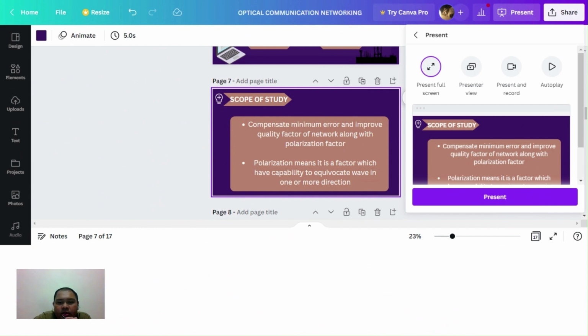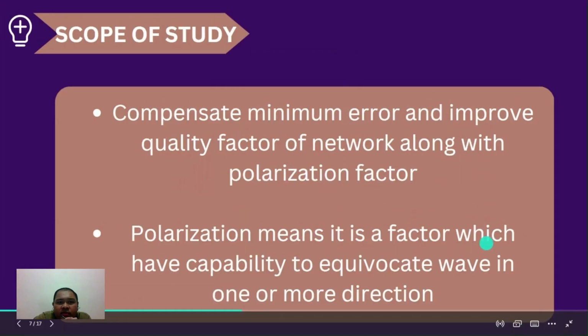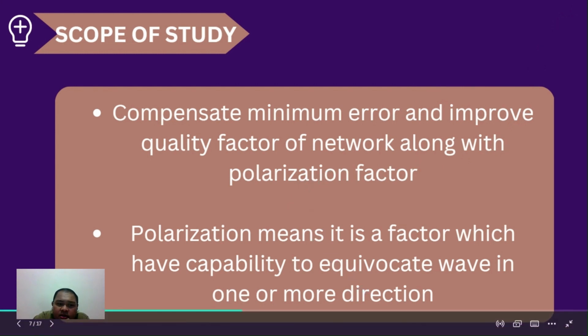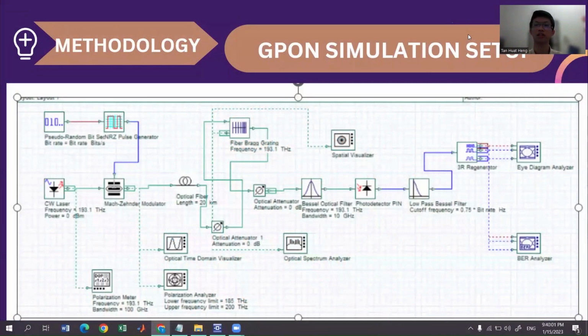Assalamualaikum and hi. My name is Muhammad Izwan Hashim bin Samsul Amri. I will present about the scope of study. The first one is to compensate minimum error and improve the quality factor of the network along with the polarization factor. Next, polarization is a factor which has the capability to vibrate the wave in one or more directions.